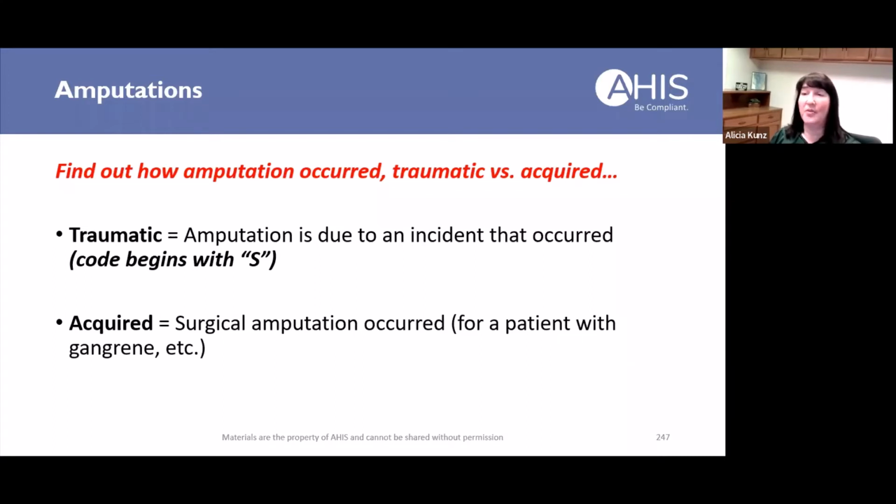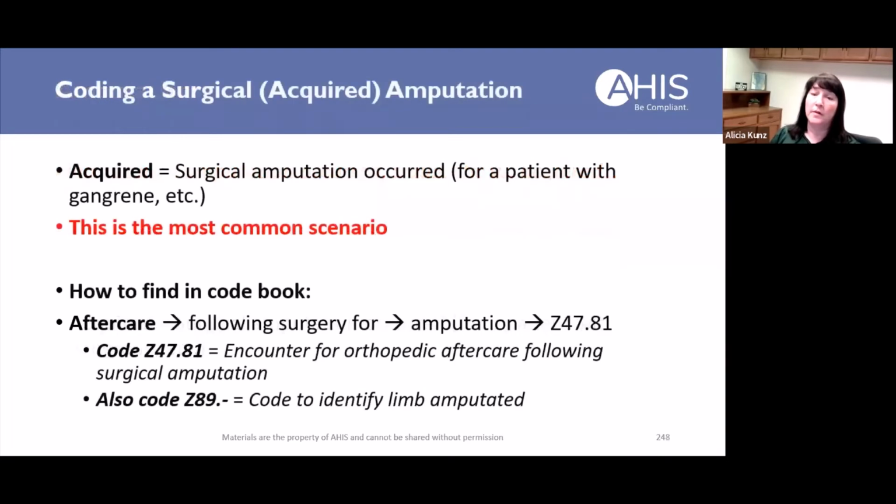But then there's the more common, and at least in long-term care, that is an acquired amputation, a surgical amputation. So that's usually somebody who has maybe diabetes, they've got gangrene, and so they have to go in and surgically amputate. That's different, and you look those up differently. So an acquired amputation, again, a surgical amputation, which is the most common scenario. This is how you would look it up in a book. You would look up the term aftercare and then following surgery for amputation, and you get Z47.81.